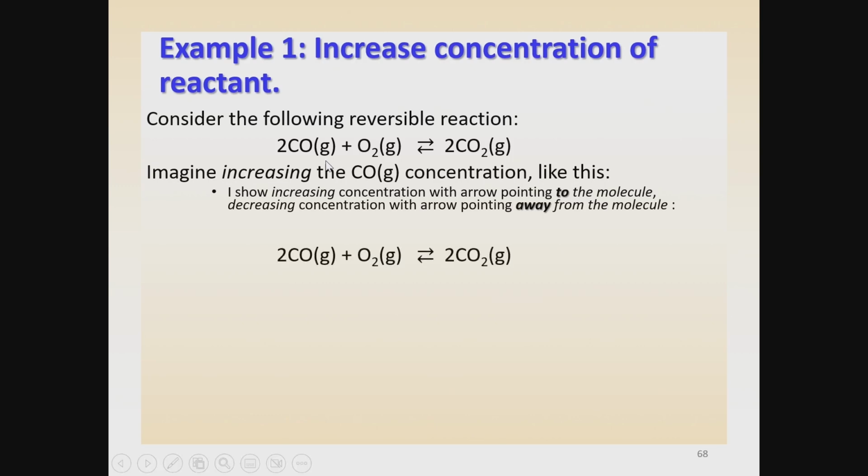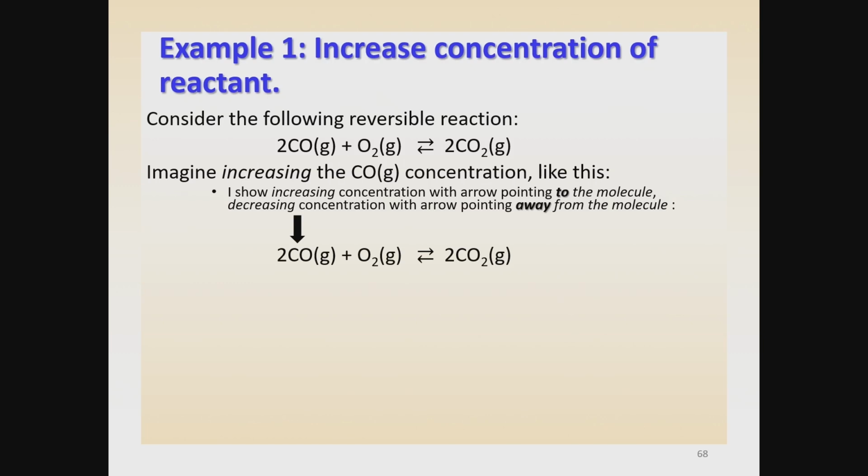Here's the chemical reaction again. I'm suggesting here that now we're adding more carbon monoxide into the equilibrium, so I'm showing an arrow pointing toward the carbon monoxide. I'm hoping you can read that as suddenly subjecting this equilibrium to a stress, and the stress is increasing the concentration of carbon monoxide.